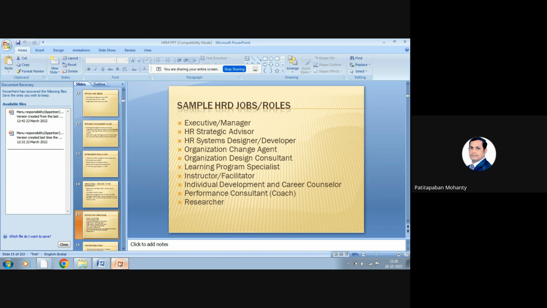See, this is a sample. As I told you, this is a sample of HRD jobs and roles, like executives or managers, HR strategic advisor. In some companies there is an HR strategic advisor, HR system designer, the entire HR web developer, and the organization change agent, your change catalyst, and organizational design consultant, learning program specialist, your training and development manager. This is called learning program specialist. Your instructor or facilitator, suppose you have a lab, they have a lab instructor or lab facilitator. Individual development and career counselor, there is also a separate sub department that is headed by the career counselor. And performance consultant, whom you may also call a coach, and researcher, those who are doing researches are also involved with these HRD roles.